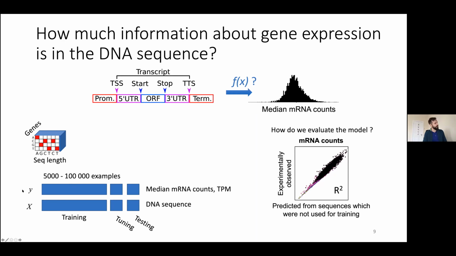And you try to predict Y given just the sequence data, and you divide your data set traditionally into training, tuning, and testing. Tuning is the validation set, used for hyperparameter tuning, and the test set you only use at the end of the day. And to evaluate, you compare your prediction to the actual experimental observation.